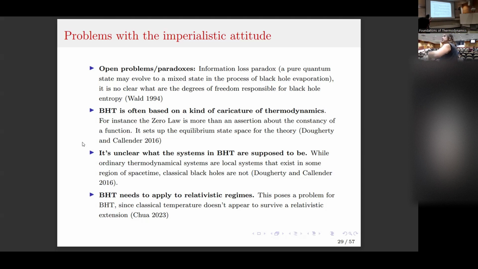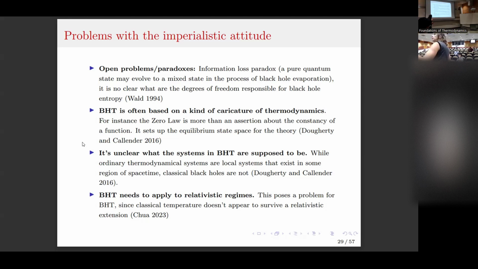Another disanalogy or problem is that it's unclear what the systems in black hole thermodynamics are supposed to be. That's also a critique posed by Dougherty and Callender. They said that while ordinary thermodynamical systems are local systems that exist in some region of space-time, classical black holes are not. And finally, there is also another problem posed by Eugene recently.